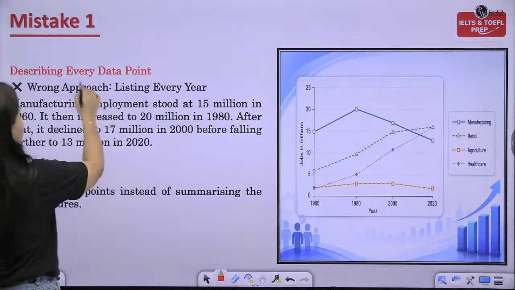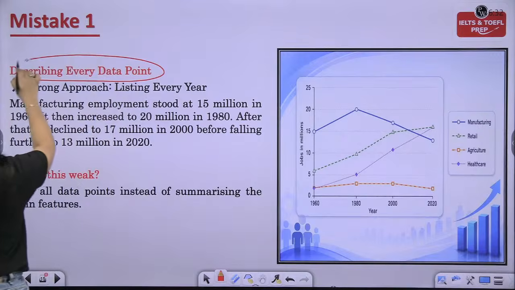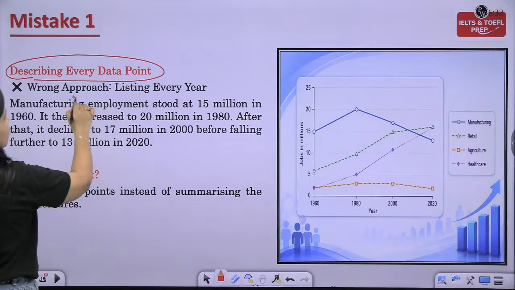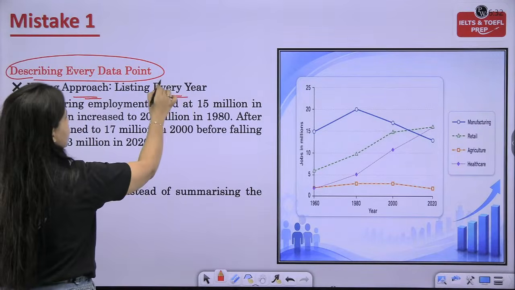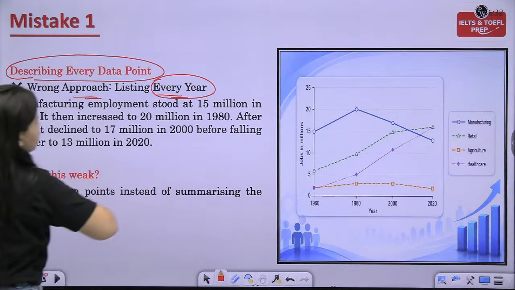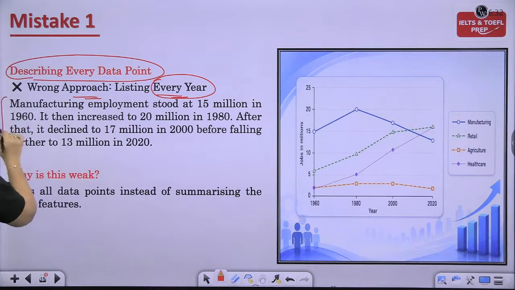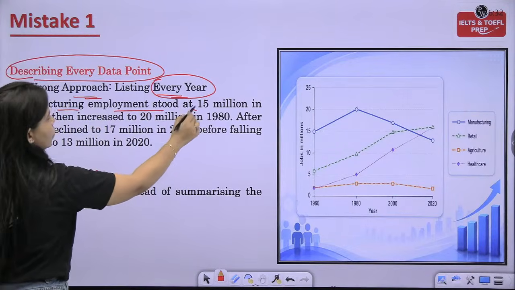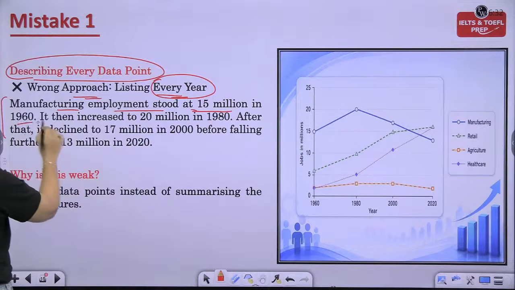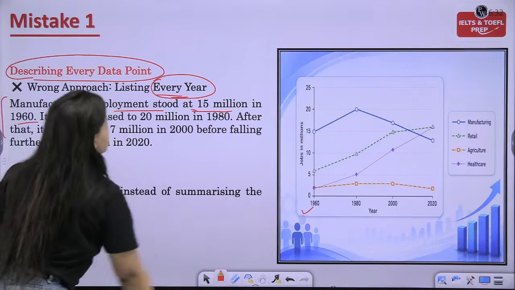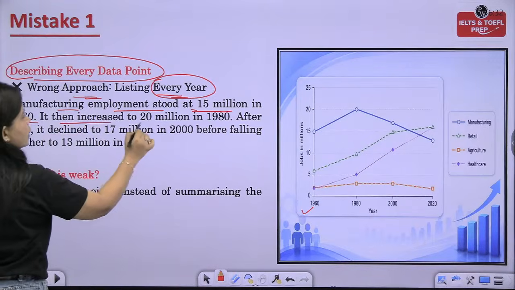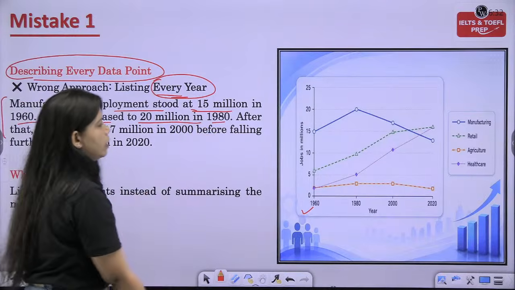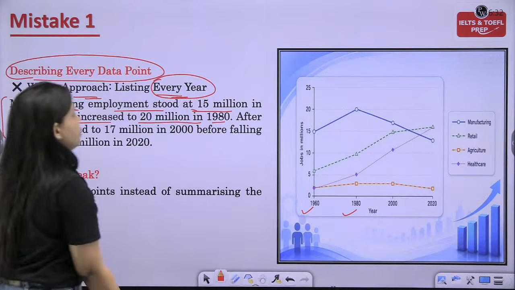Mistake number 1 is describing every data point. So wrong approach. Listing every year. If you are mentioning all the years, that's wrong approach. Look here. It says, example, manufacturing employment stood at 15 million in 1960. 1960 mentioned. It then increased to 20 million in 1980. 1980 also mentioned.